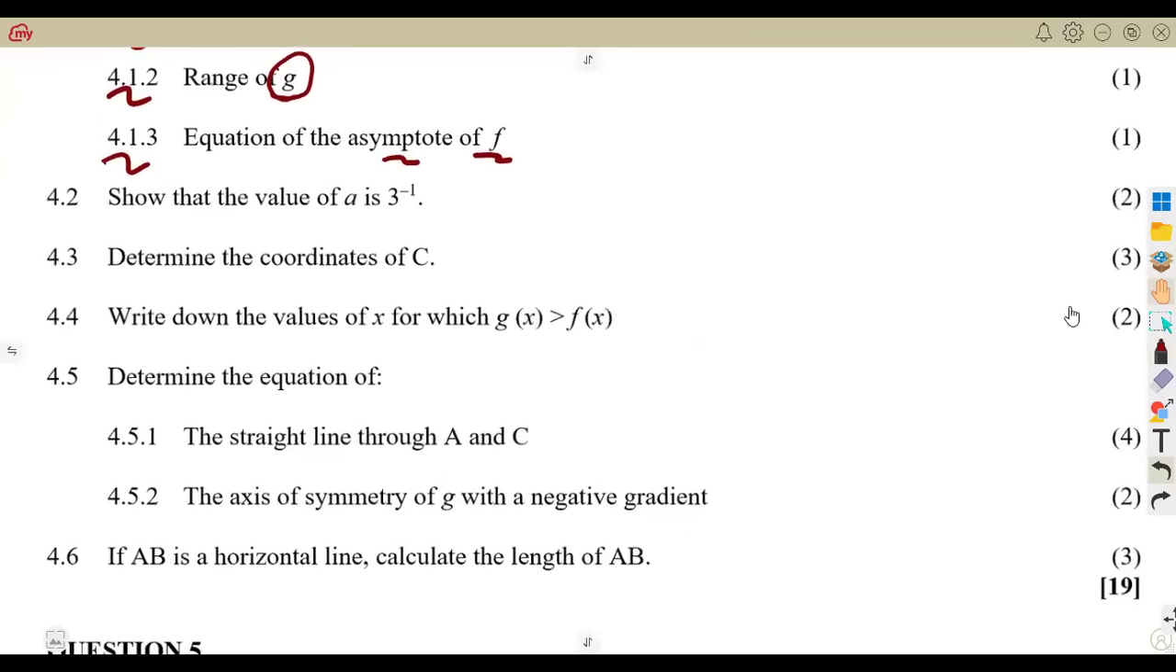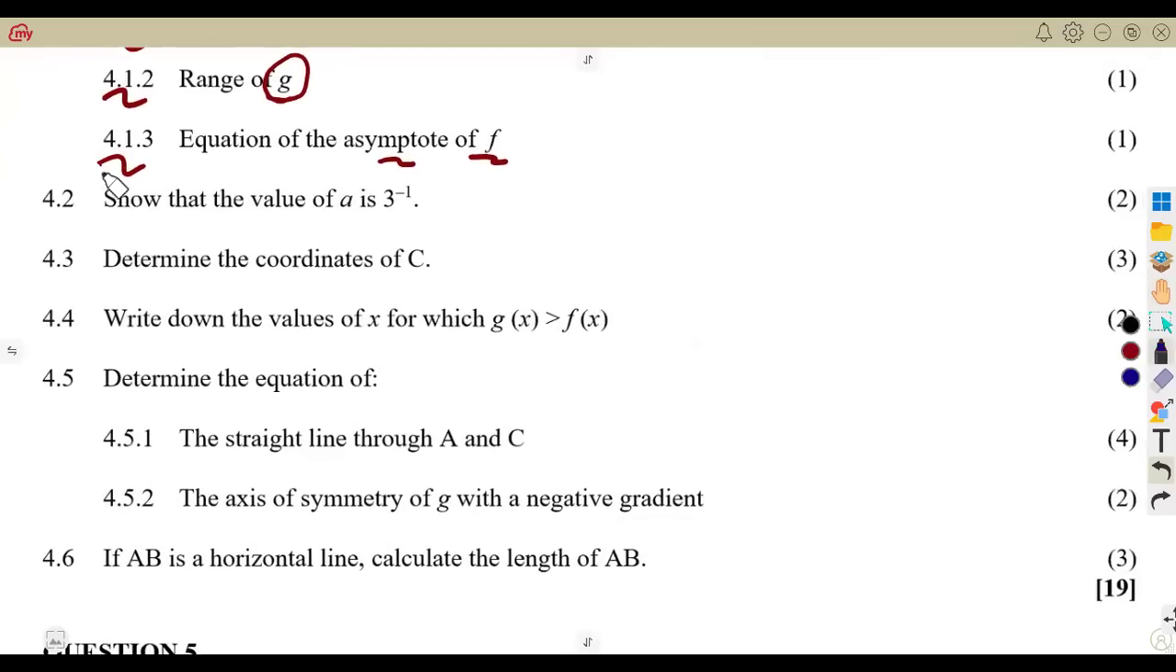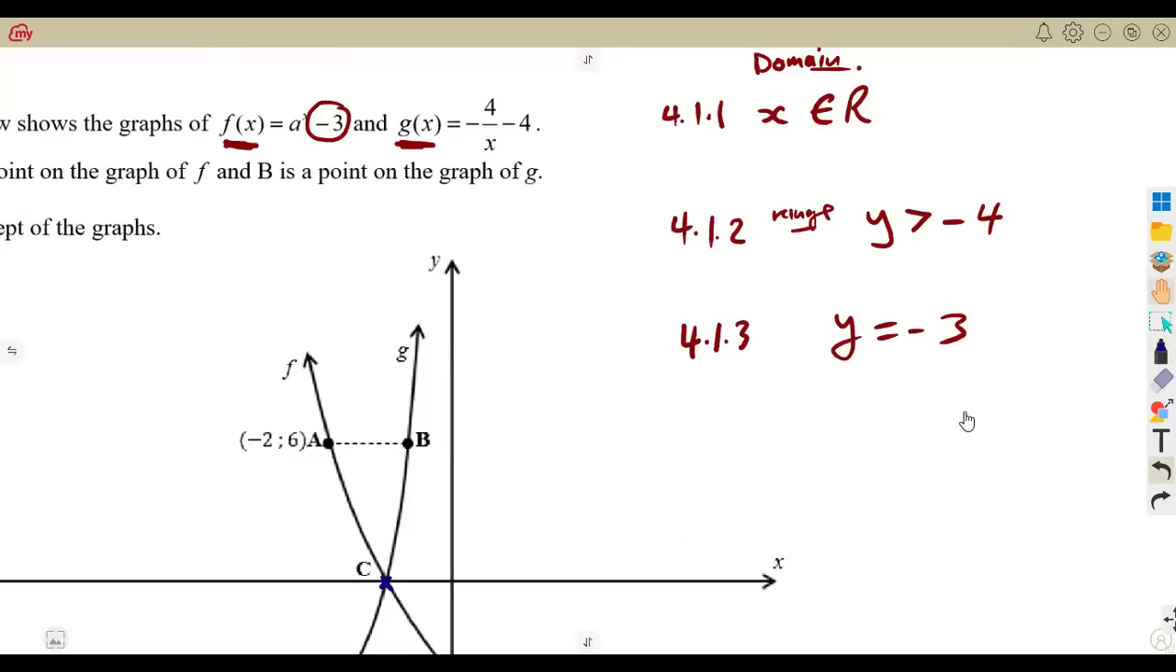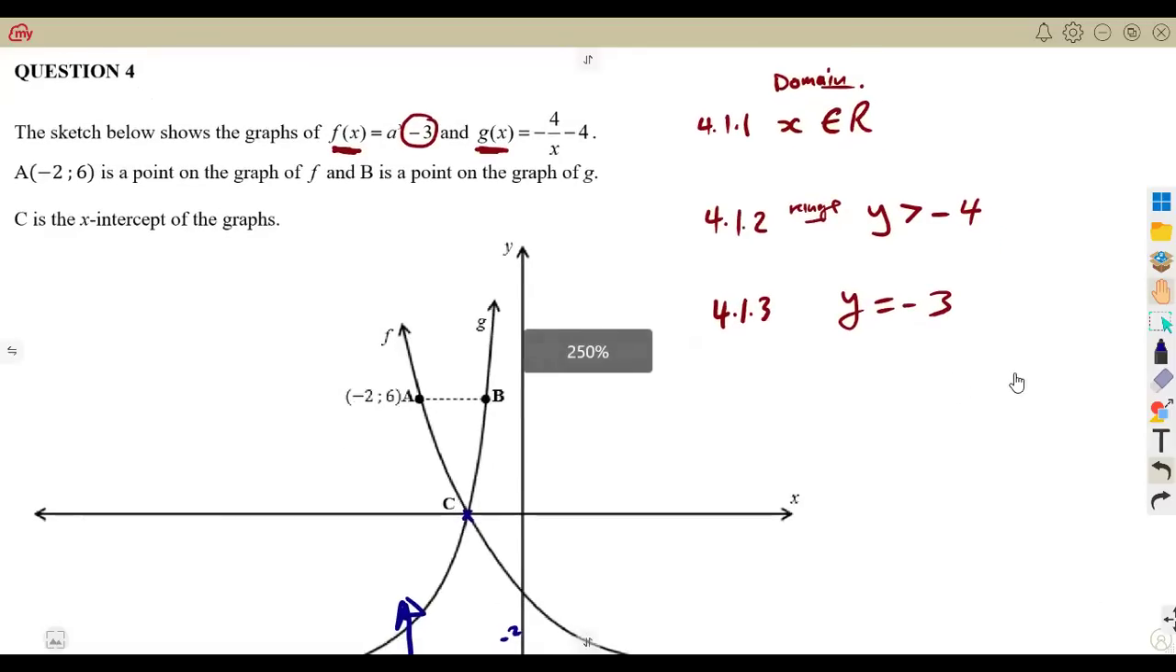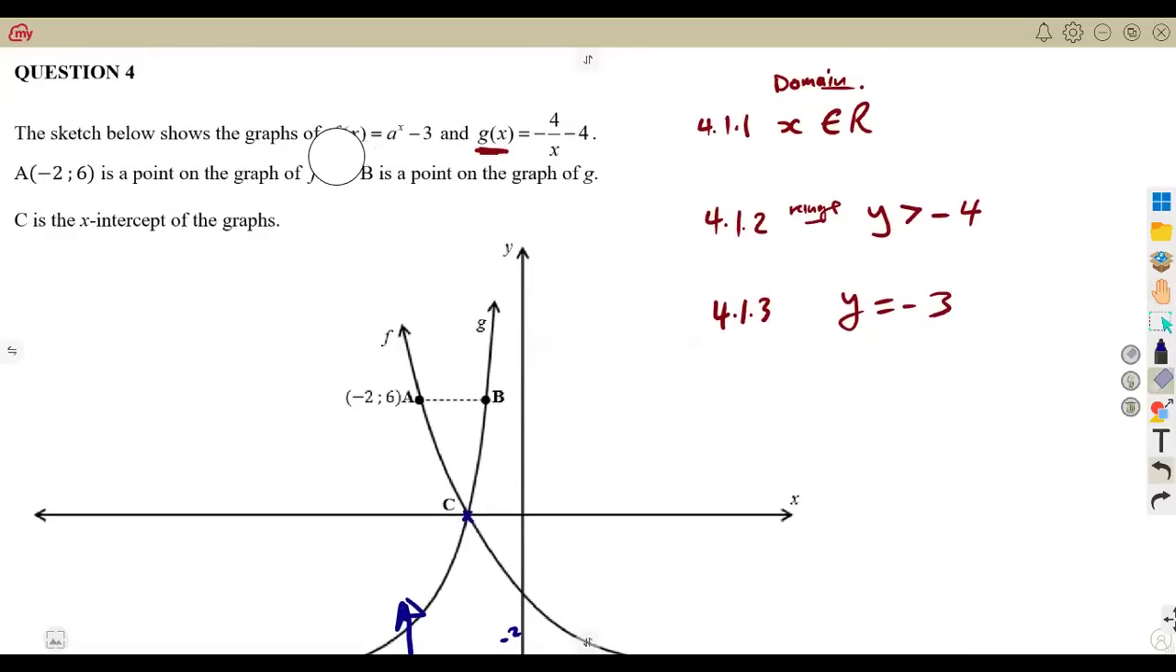4.2, show that a is equal to 3 to the exponent of -1. A is 3 to the power of -1. How can we show that? A is on f. If we check this properly, A is found on what? On f, where we are given f of x is equal to a to the exponent of x minus 3.